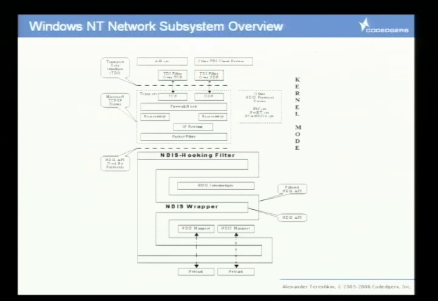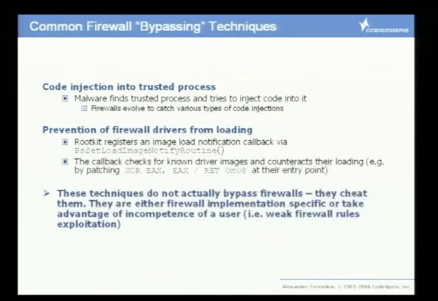The Ring 0 part of NT, I mean the network subsystem part, is logically divided into two parts: the TDI, the Transport Driver Interface, and NDIS, the Network Driver Interface Specification. Firewalls are hooking both of them, and we will go into details a little bit further ahead about how they do this. Let me explain what I mean when I say bypassing techniques.